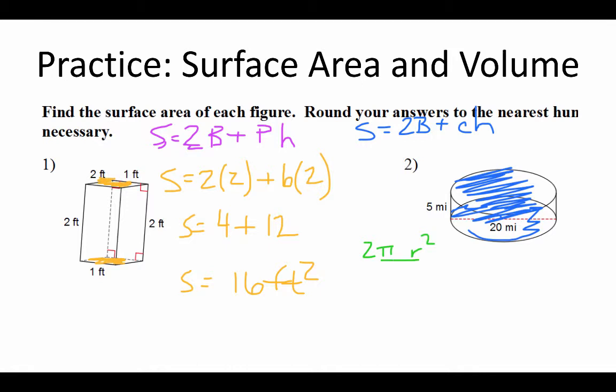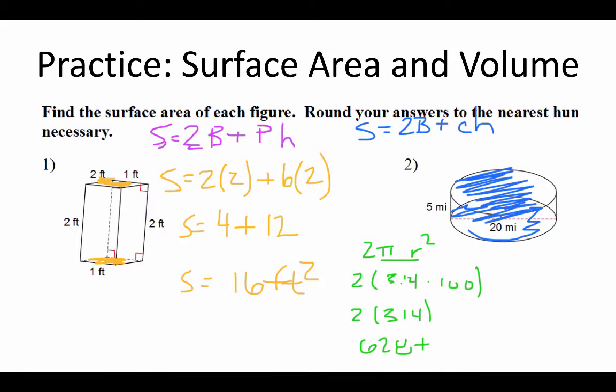Let's figure that out. We got 2 times 3.14 times 100. All right, so 2 times 314. So we have 628 for that first part.